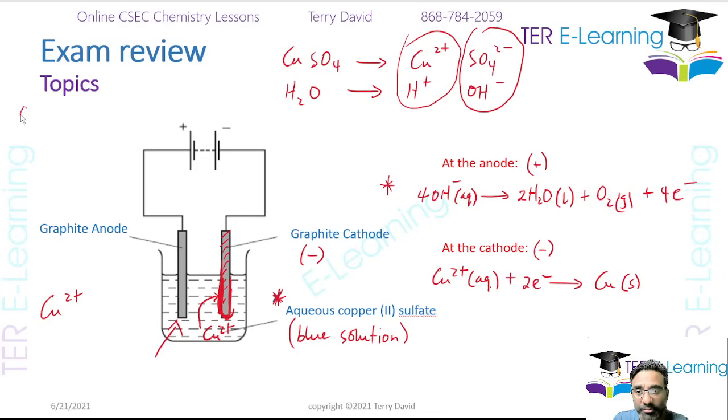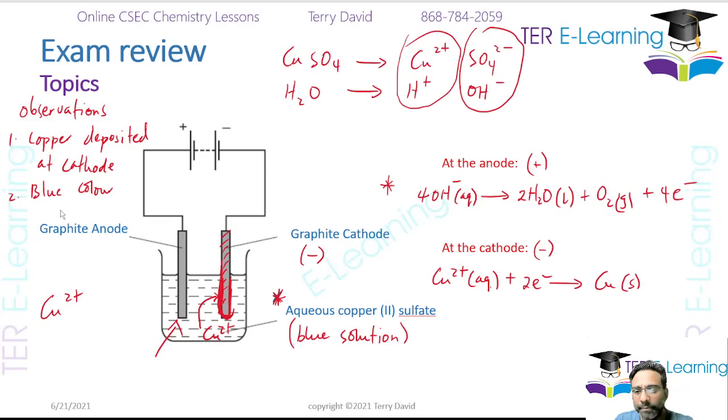Right? So make sure you know your observations. So one, the blue color fades. Well, you can say copper deposited at my cathode. The second thing is that the blue color fades. So these are observations you need to be aware of. They can ask you that in the exam.